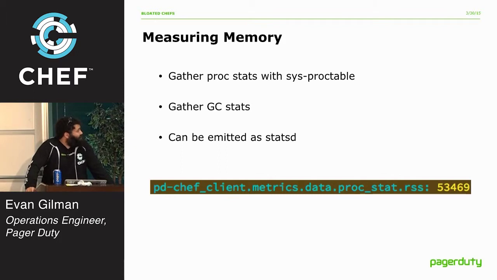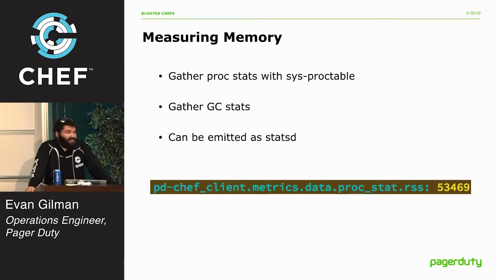We also had to measure the memory. So we used a sys-proc-table gem to measure proc data, which basically just exposes it as a hash, which is real nice. One of our engineers found that gem. So we used the sys-proc-table gem to scrape proc data about the process ID that Chef is running under. And along with that proc data comes memory consumption statistics.